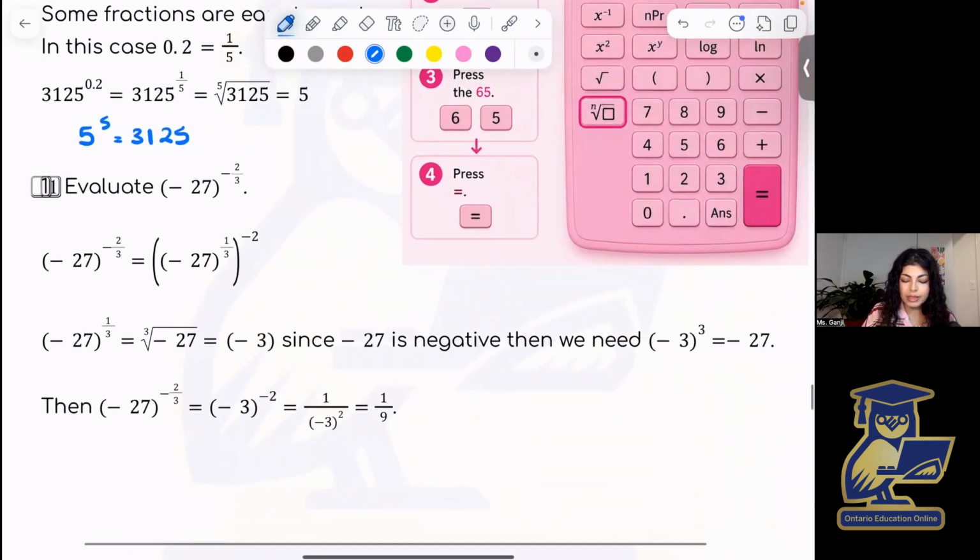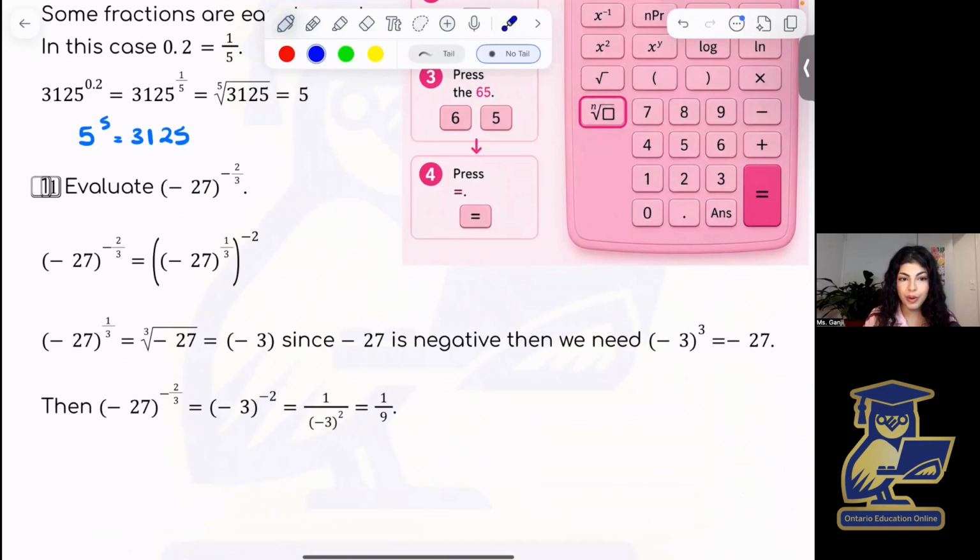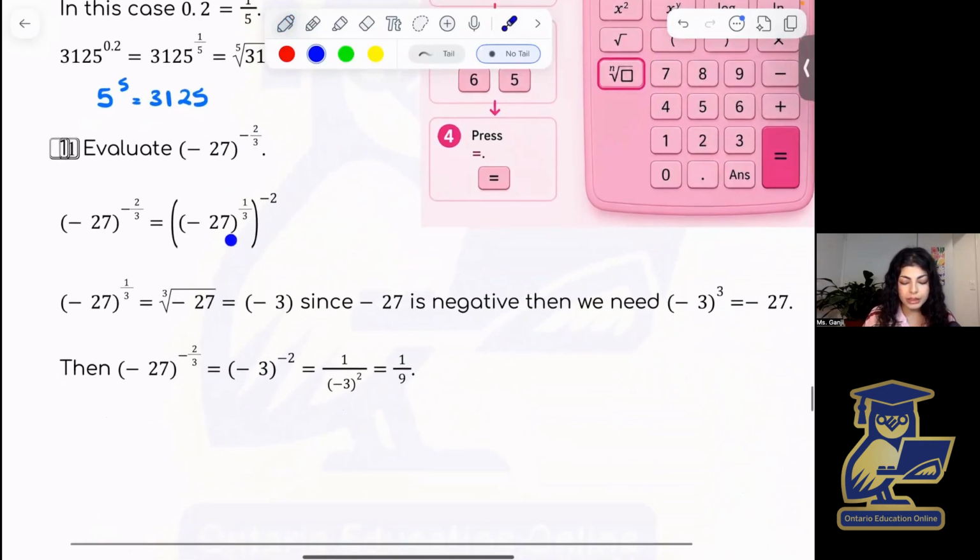Now, in this next example, we're just combining all the things we've learned so far: negative 27 to the power of negative 2 over 3. So first, I broke apart the rational exponent: 1 over 3, and then negative 2 is the outer power. So I'm first evaluating this inner part. Negative 27 to the power of 1 over 3 is just the cube root of negative 27.